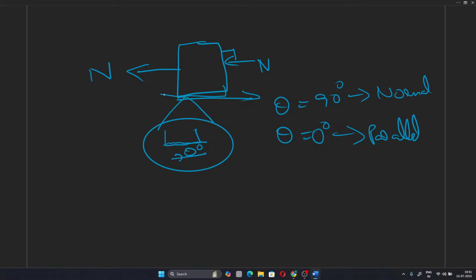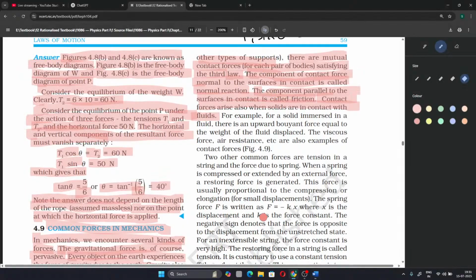It might act in this direction here, like this, or any kind of direction. Okay, fine. Contact forces arise also when it's not only in solid. These contact forces arise also when solids are in contact with the fluids.